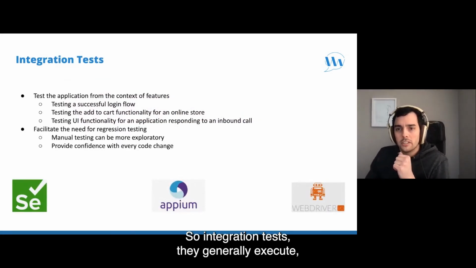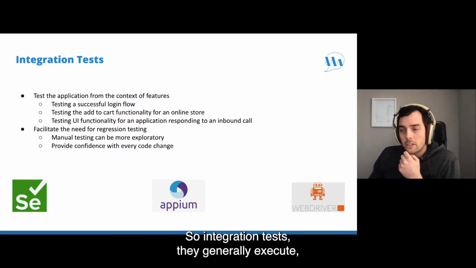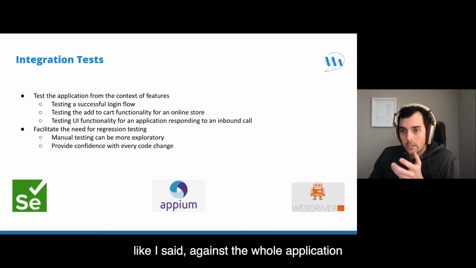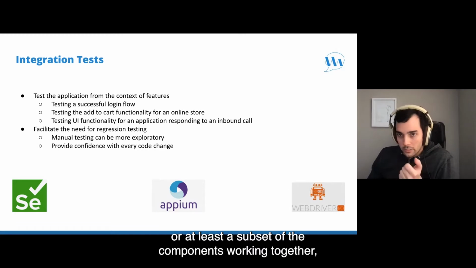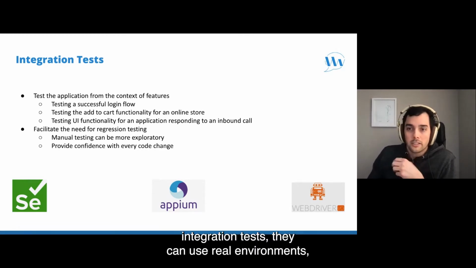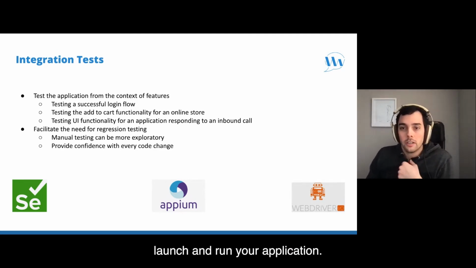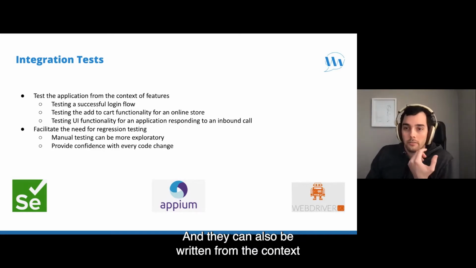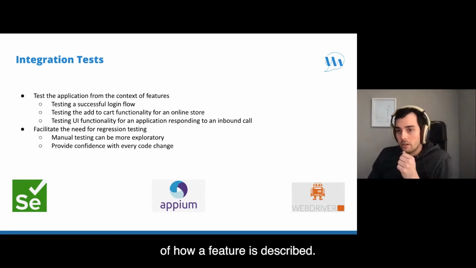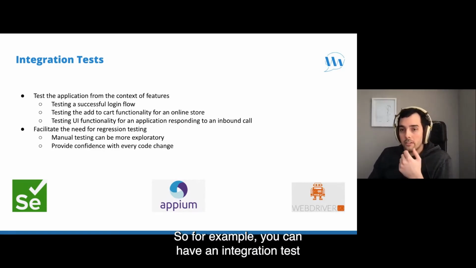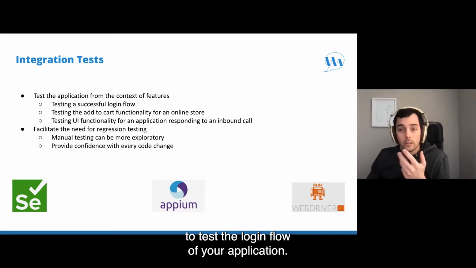So integration tests, they generally execute, like I said, against the whole application or at least a subset of the components working together. Integration tests can use real environments. For example, you spin up Google Chrome to launch and run your application. And they can also be written from the context of how a feature is described. So for example, you can have an integration test to test the login flow of your application.